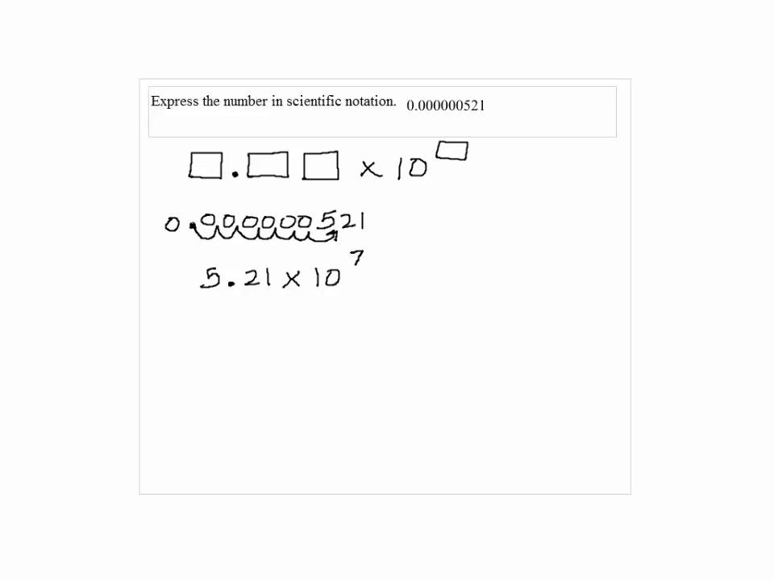So here would be either plus 7 or minus 7. And again, by looking at the number, we can see this number is less than 1, so this must be minus 7. If this number was larger than 1, then we would put plus for the exponent. So here we have it. The scientific notation is 5.21 times 10 to the power of minus 7.